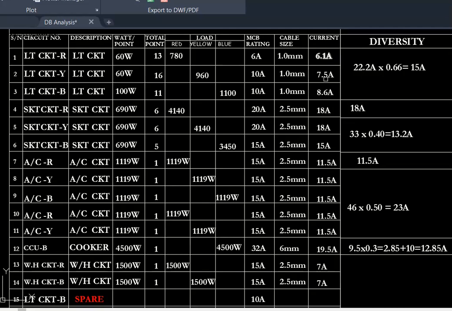Now, totaling the whole of this, we're going to have 22.2 amps. Now, I want to apply diversity. So we're going to say this figure multiplied by 0.66.